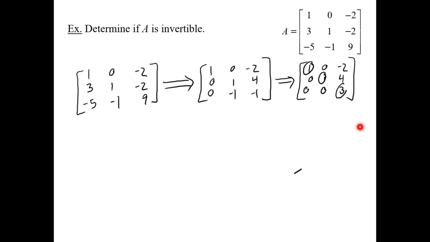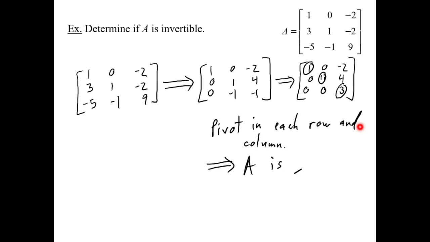Okay. So 1 pivot in each row and column tells me that A is invertible. Okay, and that's it. And that's all we need. Hey, there's a pivot in every row and column. Cool, I guess A is invertible.